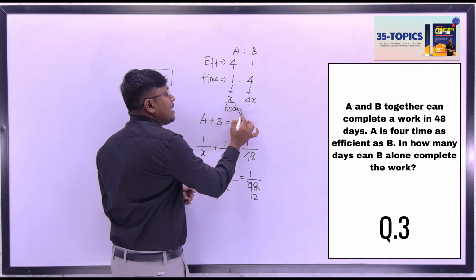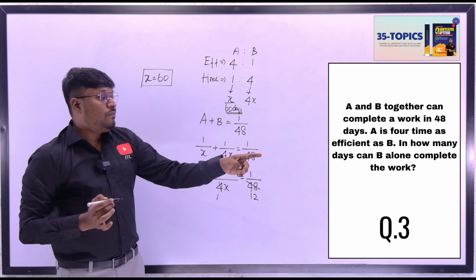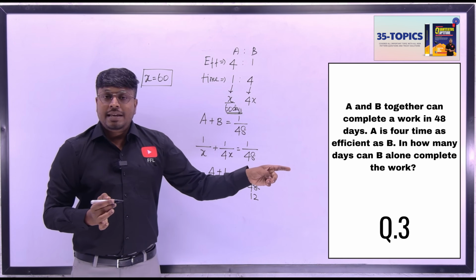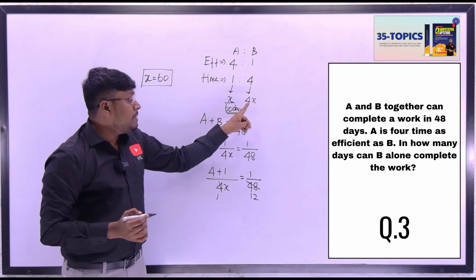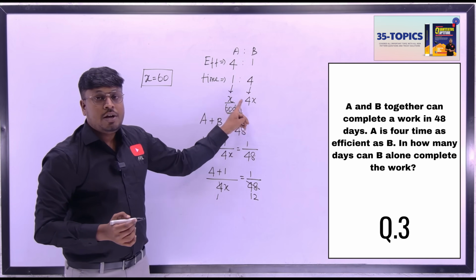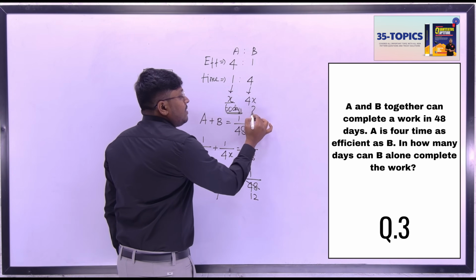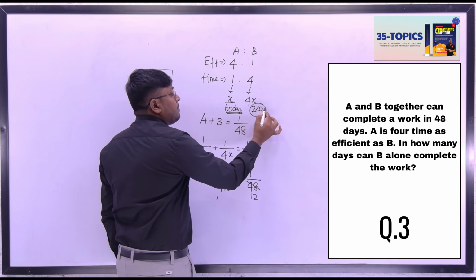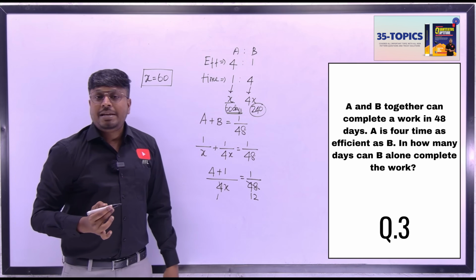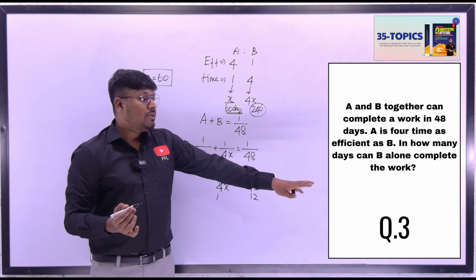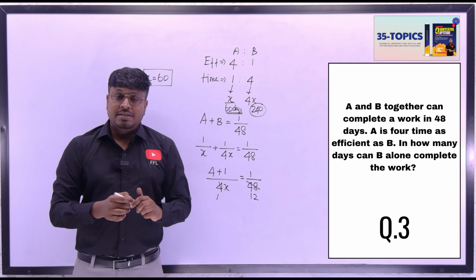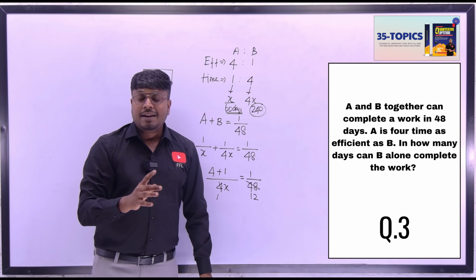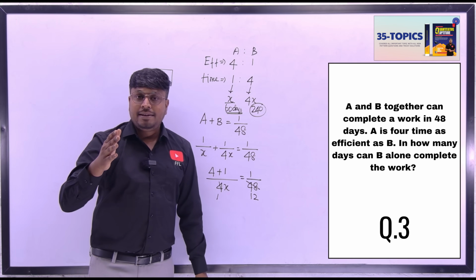Now, what is our target to find? Our target is to find B alone, how many days he takes to complete a work. If A alone takes 60 days, then B will be 60 into 4, 240 days. So B will be taking 240 days to complete a piece of work. A will be taking only 60 days. Now, according to the question, they are asking only about B. So the answer for this question is 240 days. Right? Easy question, you can go with mental calculation.